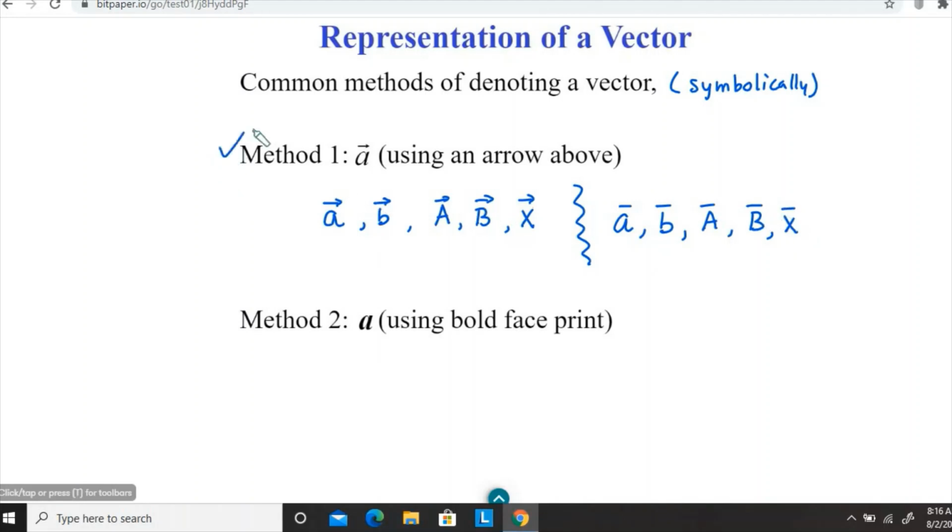So this is method 1. Method 2 is, instead of putting an arrow or a bar on top of the letter, we make the letter boldface. However, when we write, it is very hard to write bold letters. So in writing, we ignore this method. But still, in textbooks, if you see boldface print, then that usually represents a vector quantity. So this is how we represent vectors symbolically.